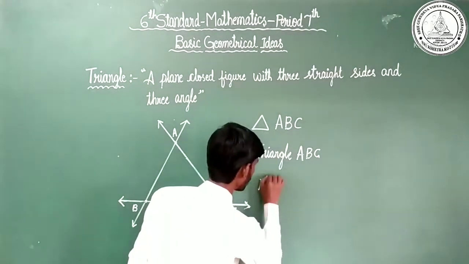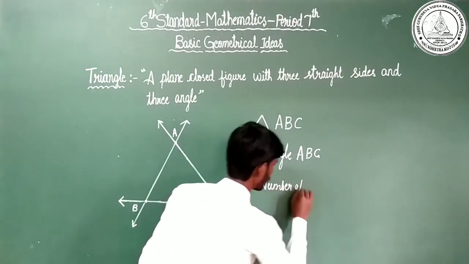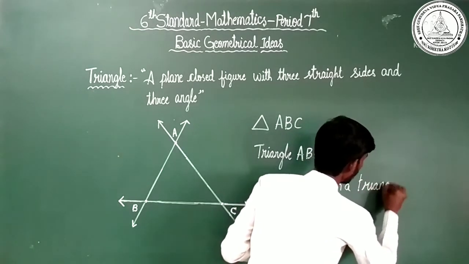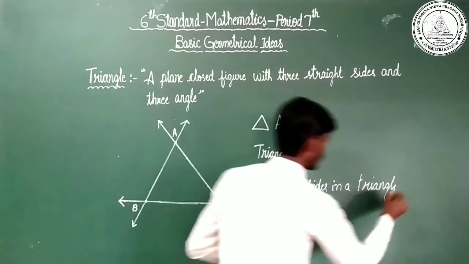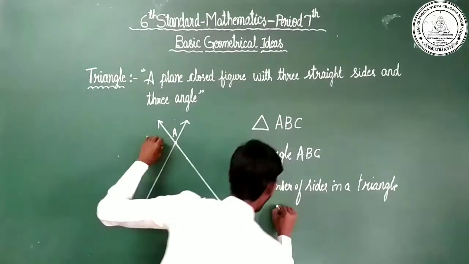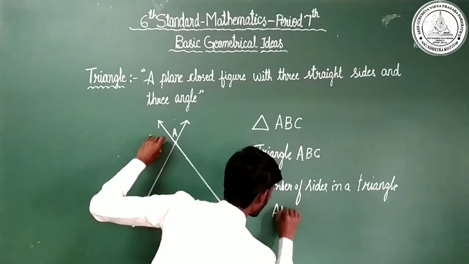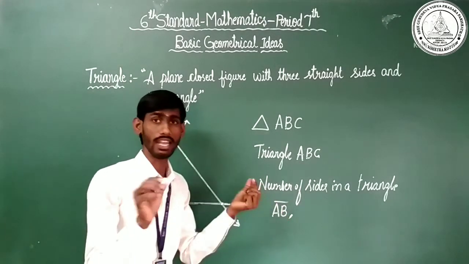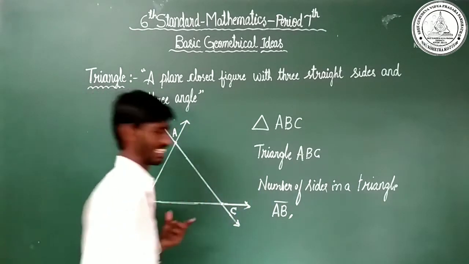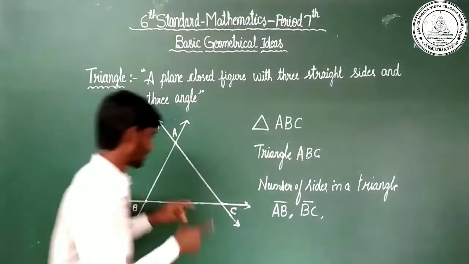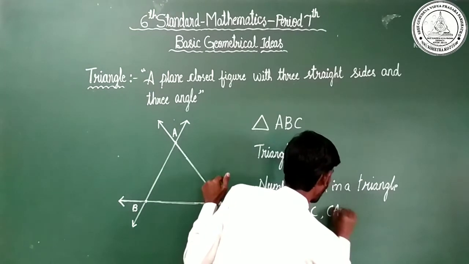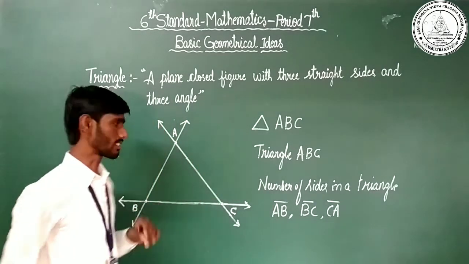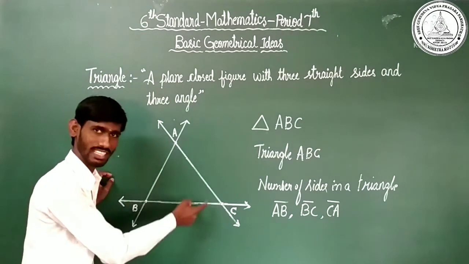Number of sides in a triangle. There are three. Those are AB. Okay, next, why do we need to put a line on top? It indicates a line segment. AB is a line segment. Next, BC. Next, CA. Okay, you may write AC, no problem at all. You may write CB, no problem. How many sides? There are three sides. Which are those? AB, BC, CA.